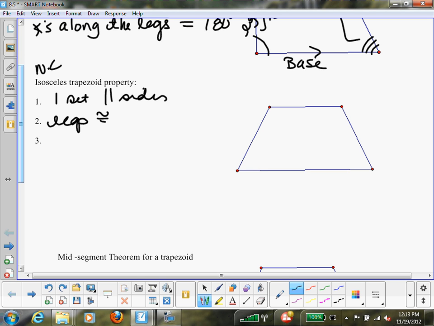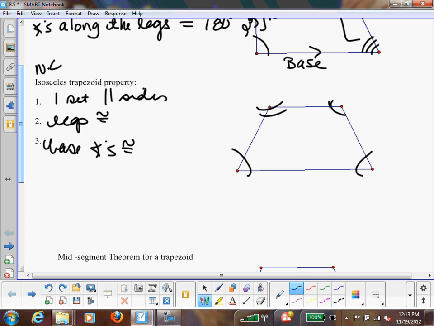And since the legs are going to be congruent, then we'll say that the base angles are also congruent. These are base angles. Those ones will be congruent. And these two up here will be congruent.